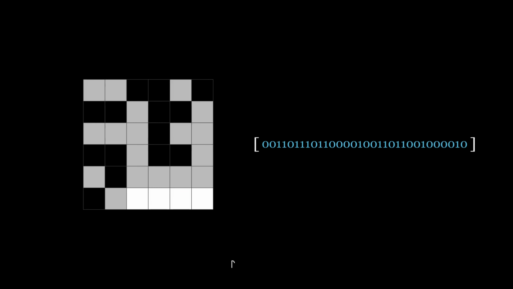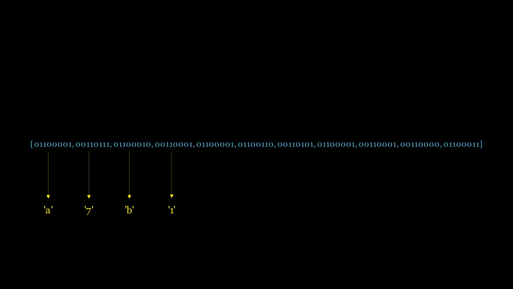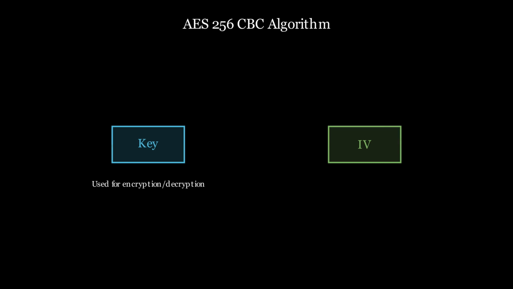Once we have our bit sequence, the next step is to group these bits back into bytes. We take our long string of ones and zeros and divide it into chunks of 8 bits, where each chunk of 8 bits represents a single byte of encrypted data. Now, for the core of the decryption, we're still using the AES 256 CBC to unscramble our data. This is where our secret key, which is the password, and the initialization vector, or the IV, come into play. Let's walk through how it works.